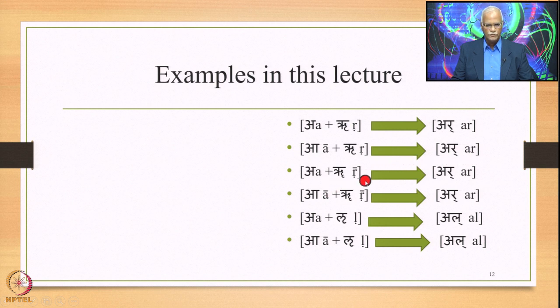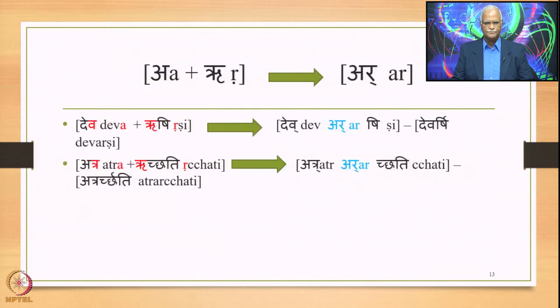A plus long R is the input, and the output generated is R. A plus long R is the input, and the output generated is R once again. Similarly, A plus LU is the input, and the output generated is AL. These are the templates of the examples. And now we shall study each one of them with individual specific examples hereafter.